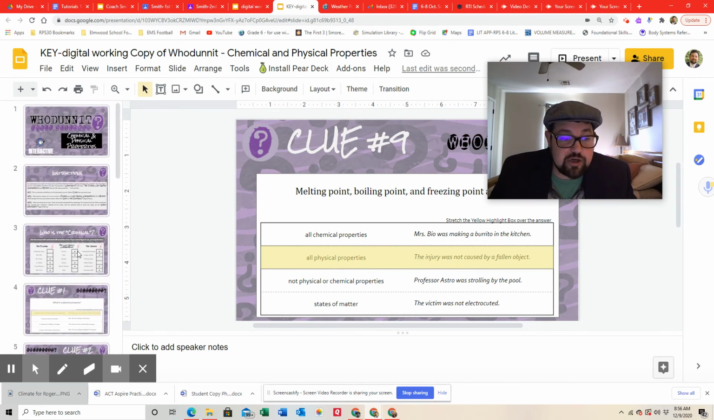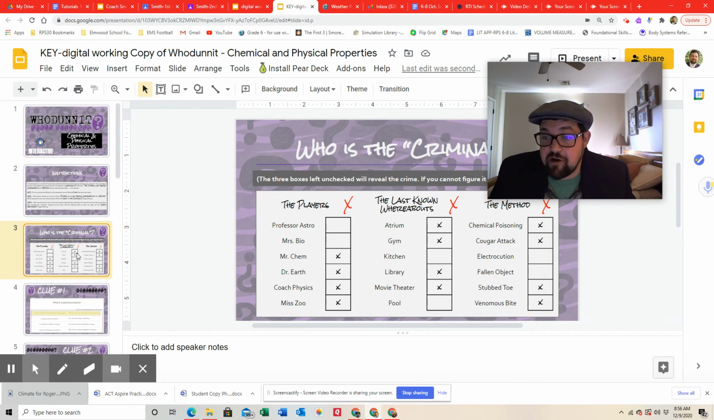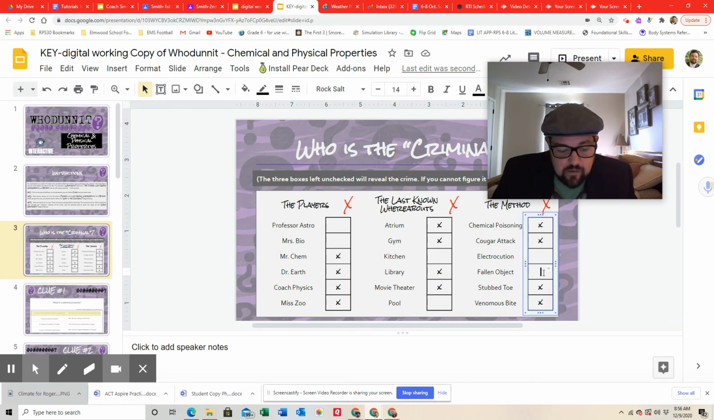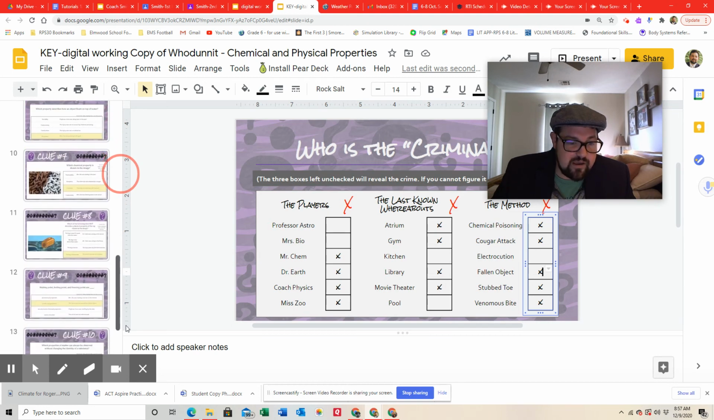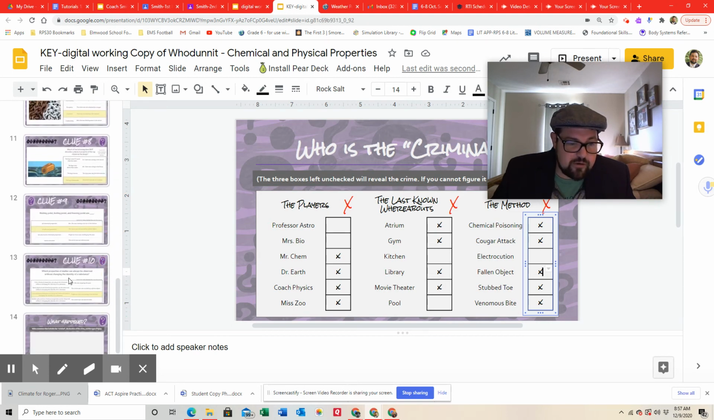So no one got crushed by an anvil or something crazy like that coyote that you've seen maybe on the cartoons. Okay, so we're down to 2 possible people here, Professor Astro or Mrs. Bio, and someone either died in the kitchen or in the pool. However, electrocution might be something that gives it away here. So let's look at our final clue.